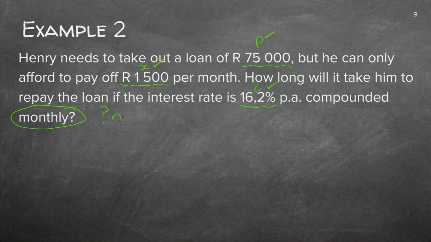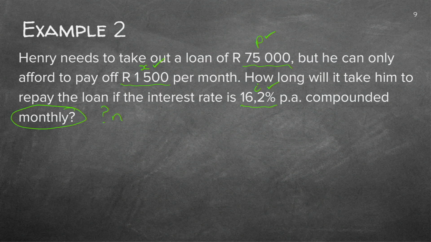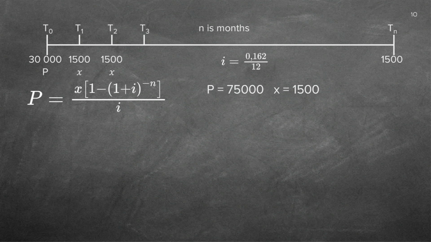So let's go to my timeline. There's the timeline. It was 1,000 Rand per month. The interest rate, let's just make sure, was 16.2%. Remember, that's 0.162, but now I change it. This is now months. My n, which is unknown, will automatically also be months because in one sum you can only use 1 unit.